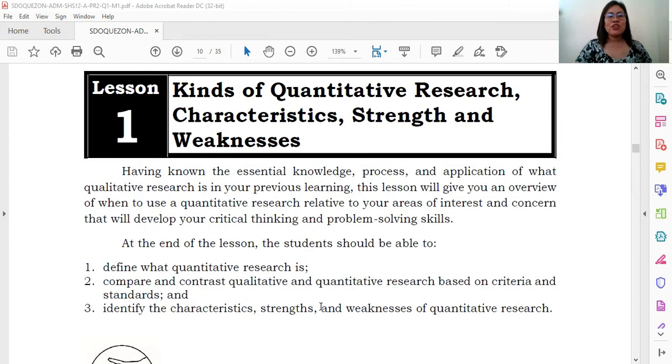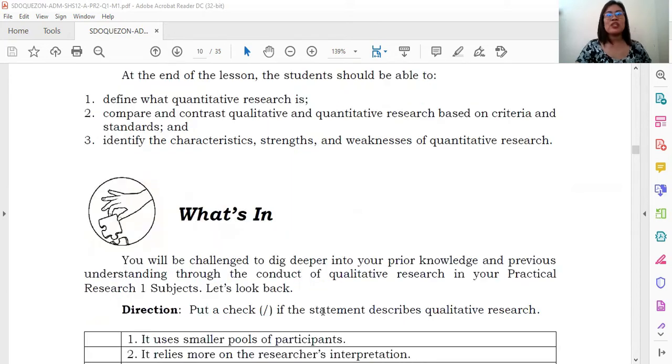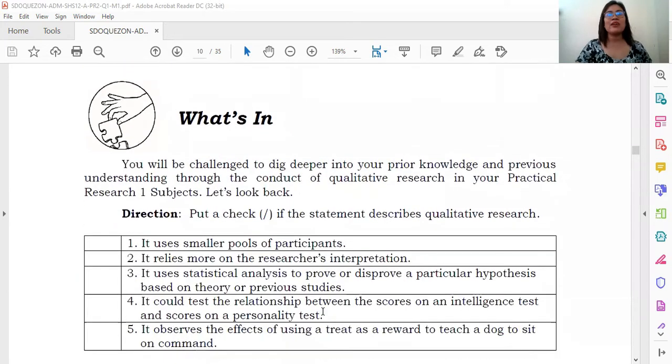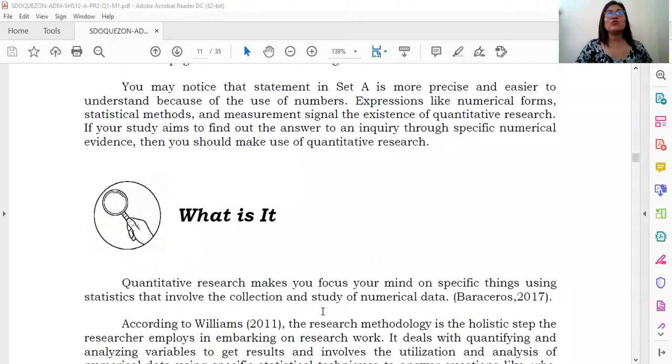For this lesson, you are expected to: 1. Define what quantitative research is. 2. Compare and contrast qualitative and quantitative research based on criteria and standards. And 3. Identify the characteristics, strengths, and weaknesses of quantitative research. You will also encounter What's In, an activity where you check the statements that you think are qualitative research. All right, now that you're done, let us go to What Is It.